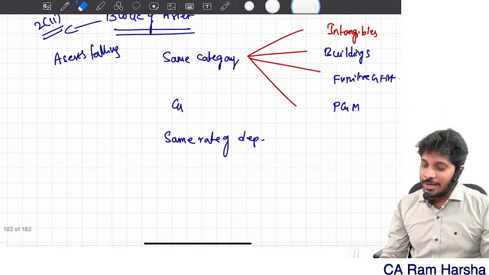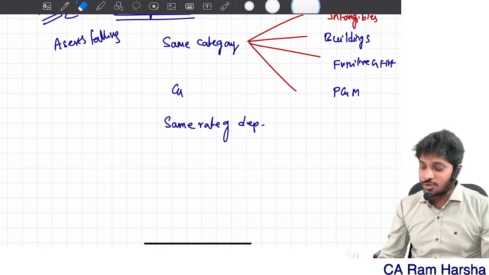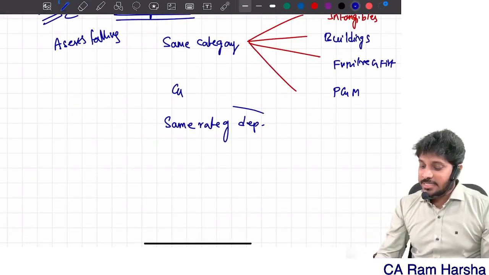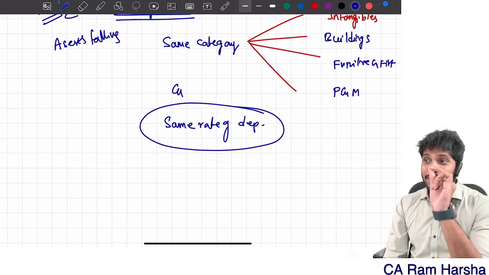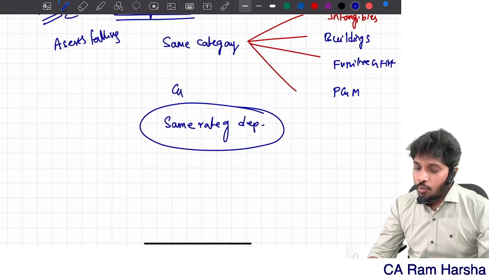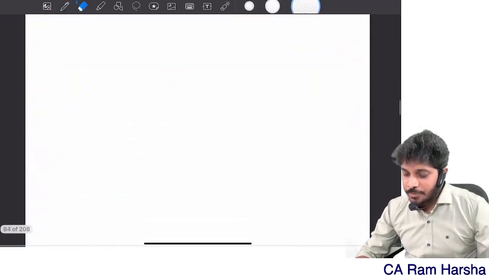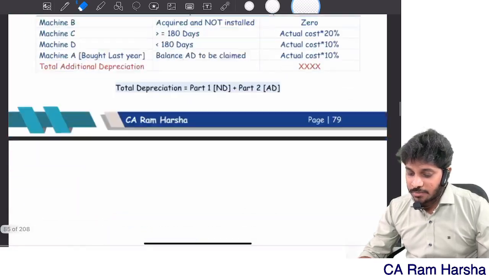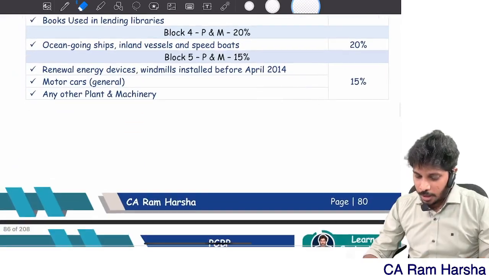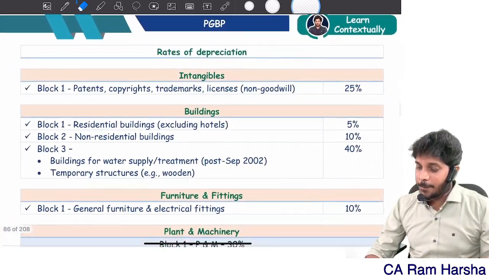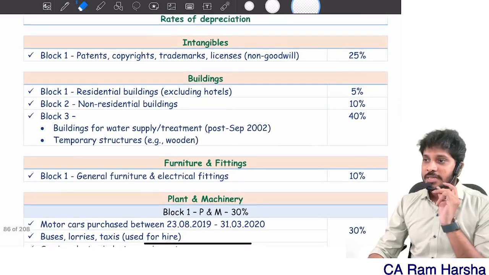Okay. Now, block of asset, first category. Category we have understood. Assets carrying the same rate of depreciation. Another condition is the same rate of depreciation. What do you mean by rate of depreciation? We have given you, on one of the pages, the rates of depreciation. You see, rates of depreciation we have given.